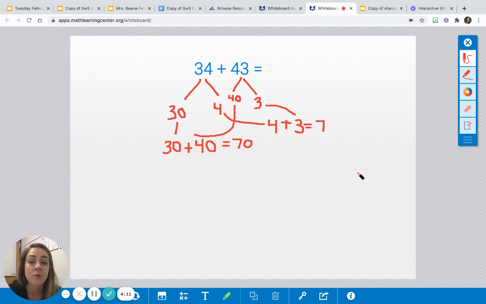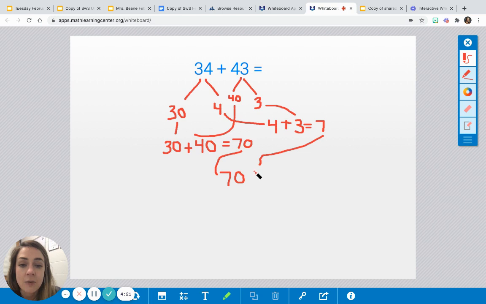I still need to add those together. So now I'm going to take my 70 and I'm going to add my 7 to it. And then I can add it together to figure out my answer. So 70 plus 7 equals 77. And that would be my answer. Circle my answer so I know.